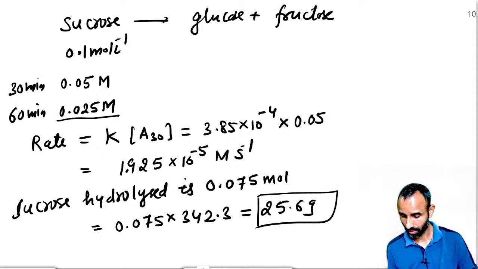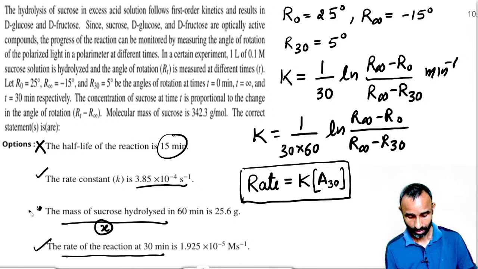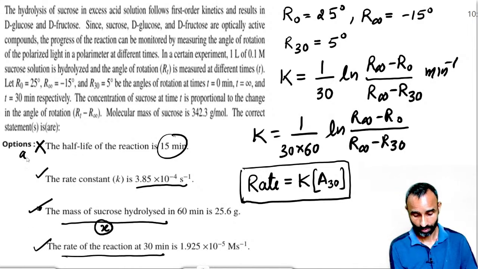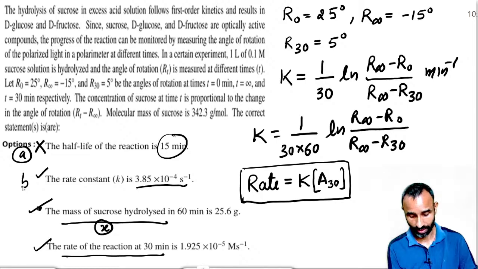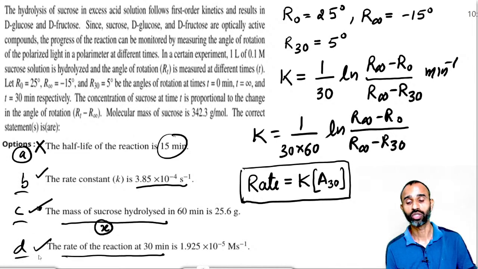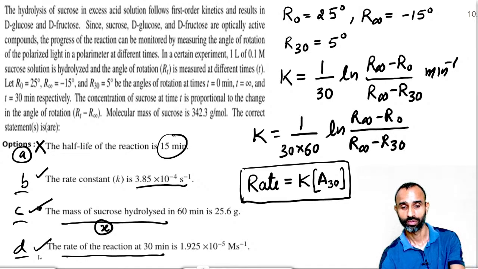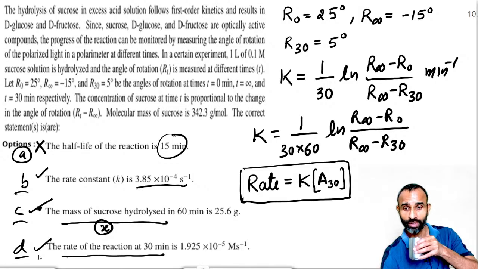That means option A is incorrect. E, C, D, the other three options are correct. Done? Understood?